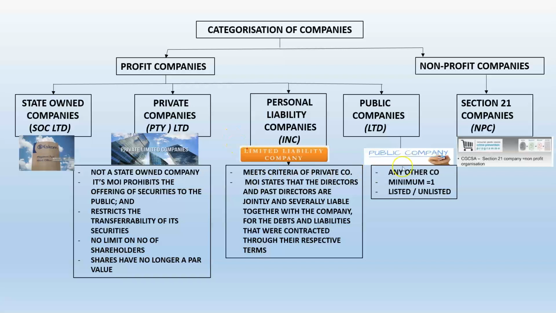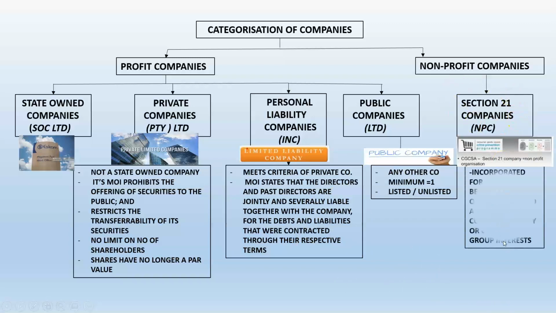Now, the big difference between a public company and a private company is that in a public company, I can transfer my shares freely. So if I'm the holder of a share in a public company, I can sell it to any person, and any person can become the shareholder of a public company.